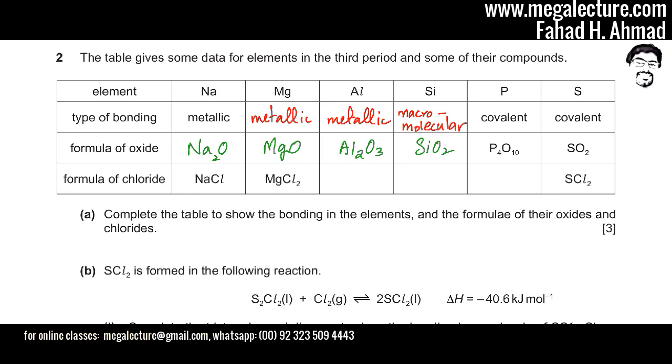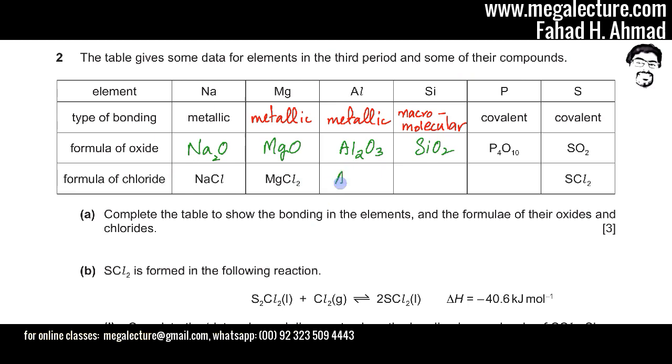So these are the formulas of the oxides, and then we also need to construct the formula of the chlorides. So I'm going to use the same oxidation states, which is that Na is +1, Mg is +2, Al is +3, Si is +4, and P is +5. So let's start constructing the formula of the chlorides.